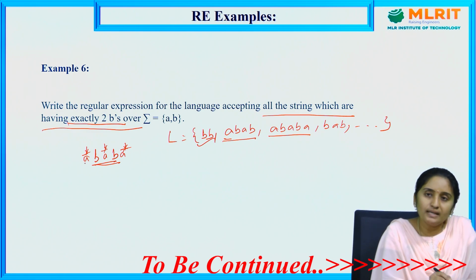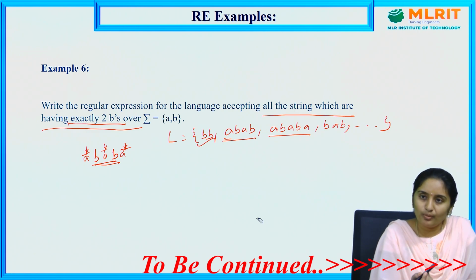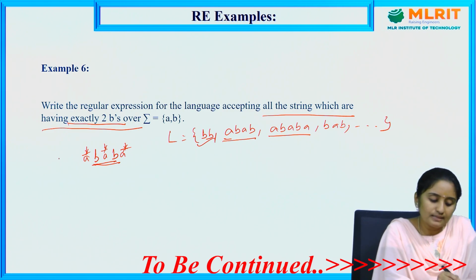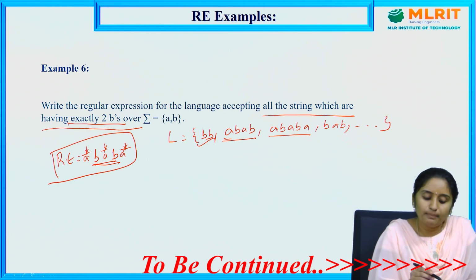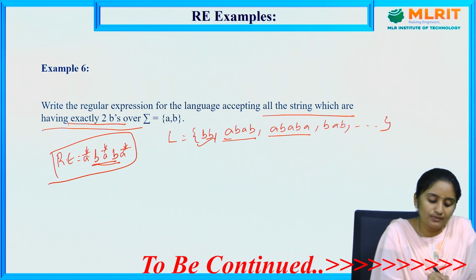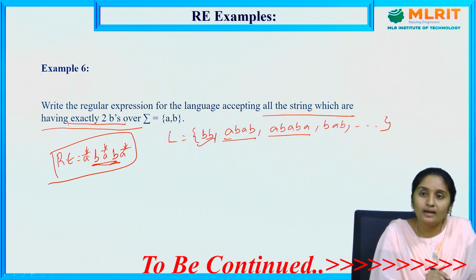A star is nothing but I can read zero or more times. So one time I can just skip it and have BB. So this is the regular expression: A star B, A star B, A star. Because it is fixed, it should have exactly 2 B's. Thank you.